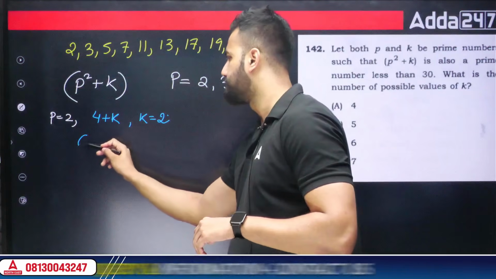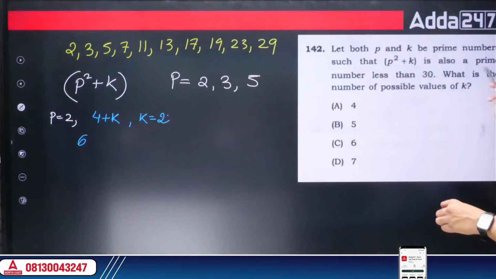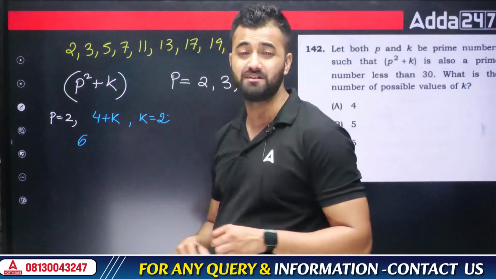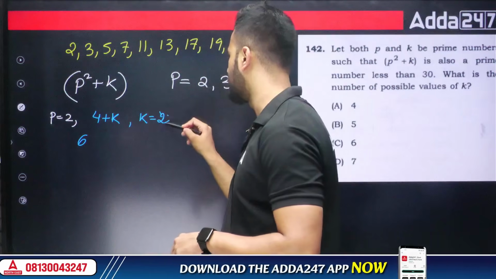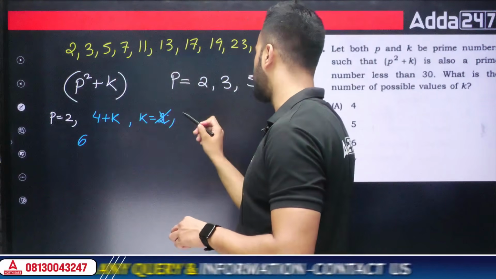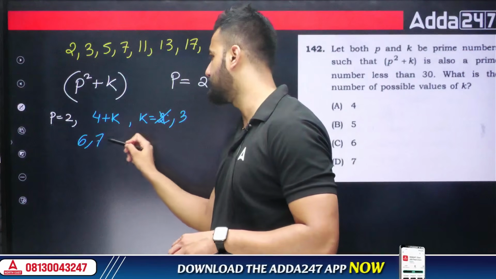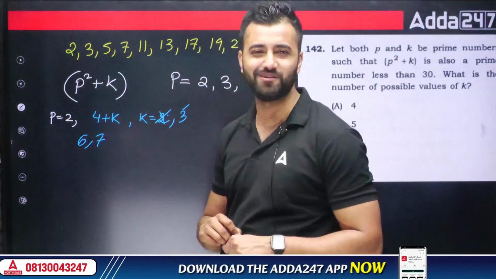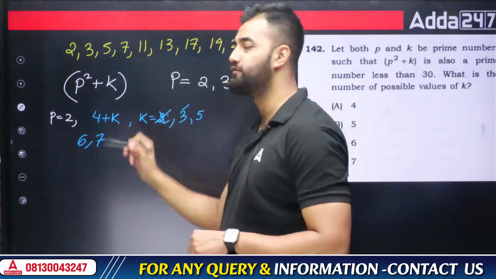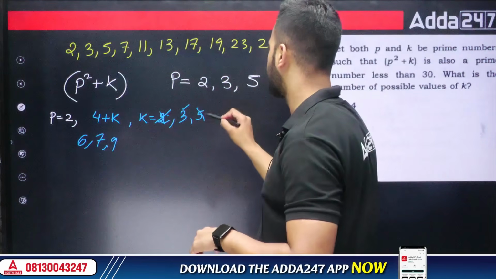I'm getting 6. But 6, is it a prime number? No, they have mentioned that p square plus k is also a prime number. So I cannot take 2, because when I put 2, I'm getting 6, which is not a prime number. Okay, next is 3. Let's put 3. 3 plus 4 is 7. Yes, 7 is a prime number. That means I can take 3, no doubt in that. Similarly, if I put 5 out here, 5 plus 4 is 9, and 9 is not a prime number. So I cannot take 5.